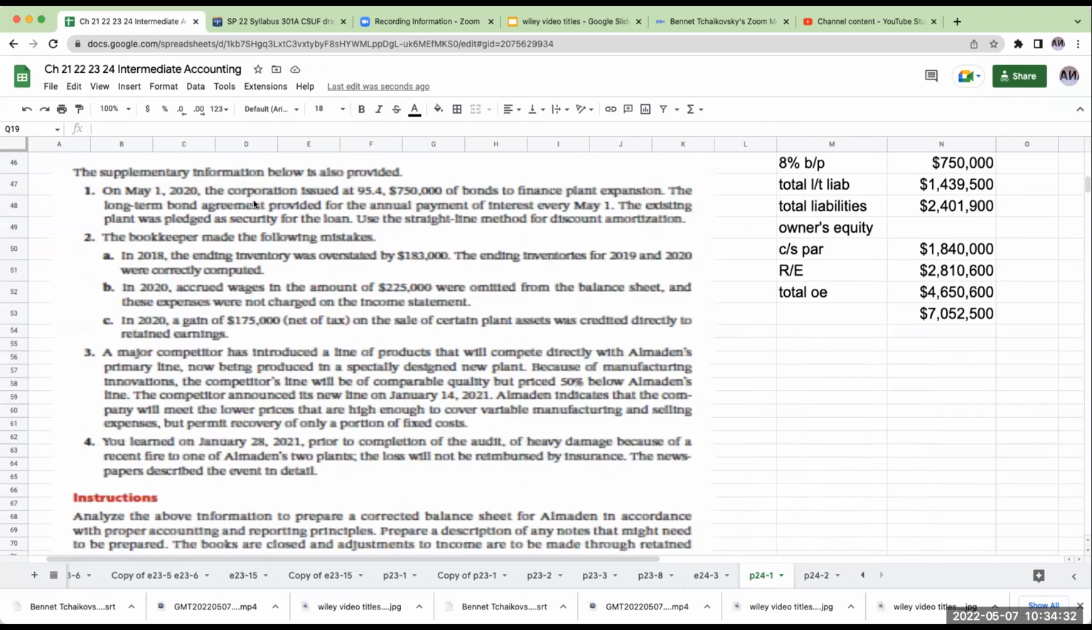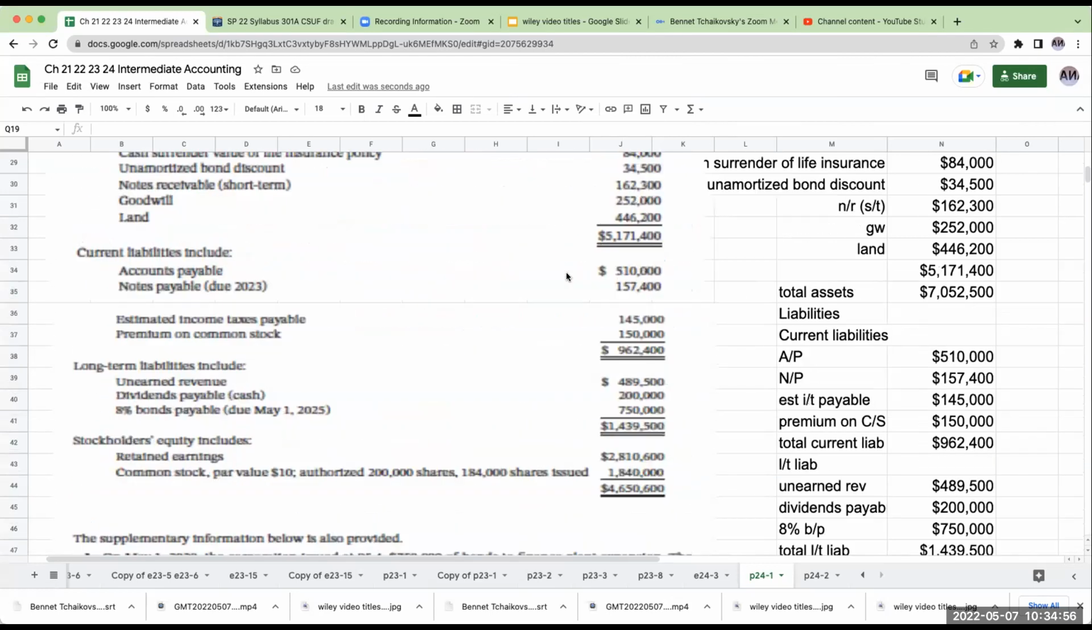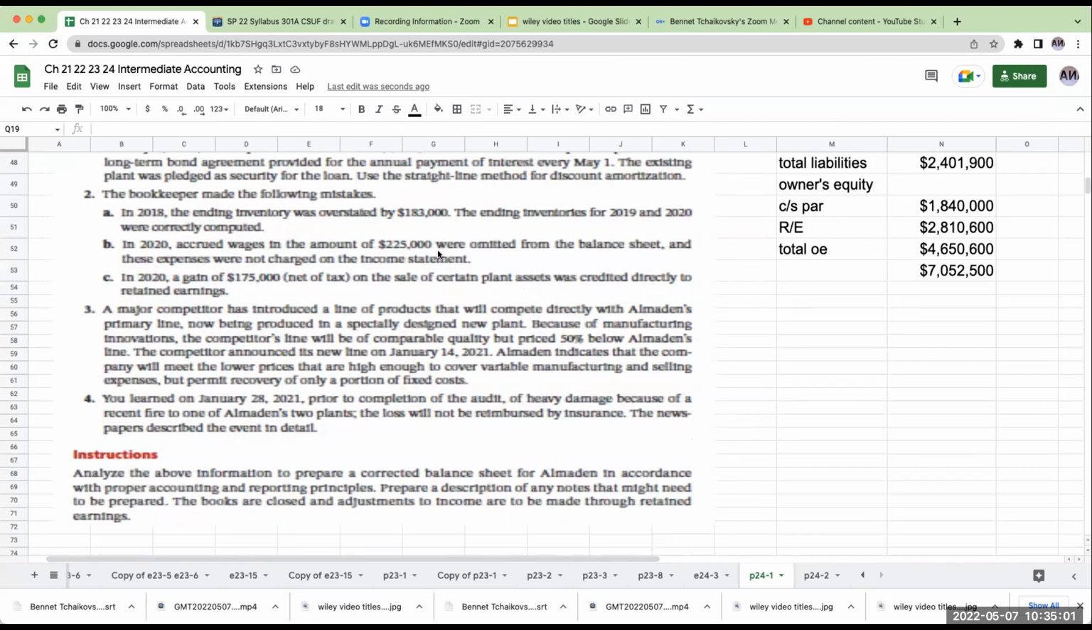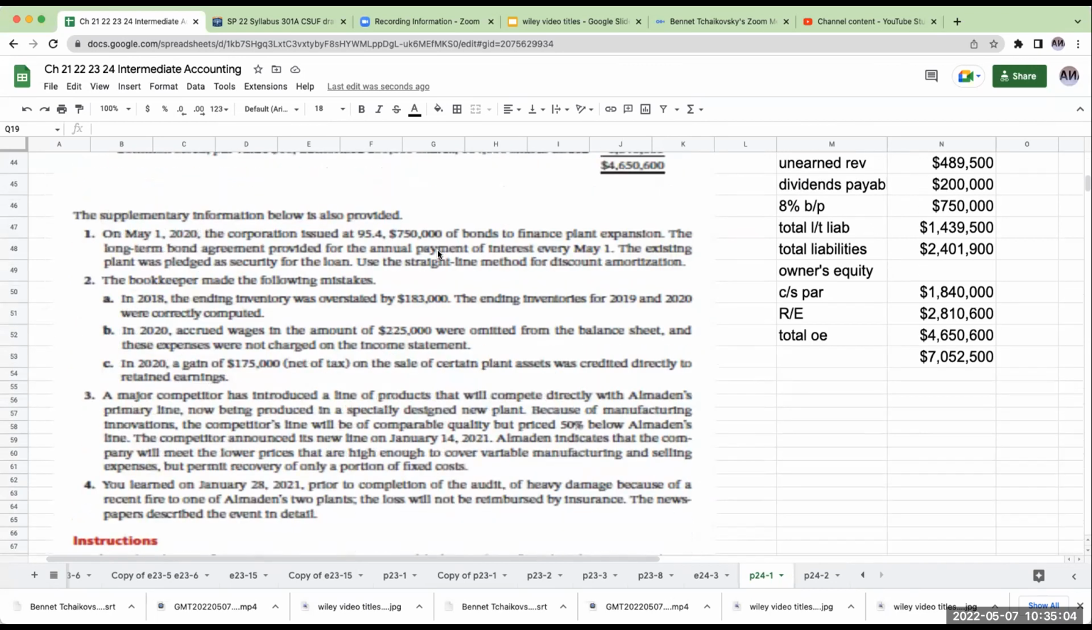So the first one is that on May 1st, 2020, the corporation issued at 95.4, 750,000 of bonds to finance planned expansion. The long-term bond agreement provided for the annual payment of interest every May 1st. The existing plant was pledged as security for the loan. Use straight line method for discount amortization. So when I look at this here, what I would want to know, it doesn't look like they've recorded any interest expense. But let's just kind of see why.